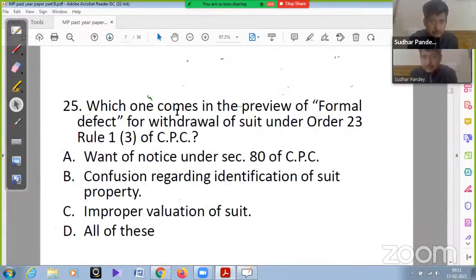Question 24, Harshvardhan Gautam ji. No, Harshvardhan ji, D is not the correct answer. The correct answer will be B, the Bangalore, that is, not maintainable.